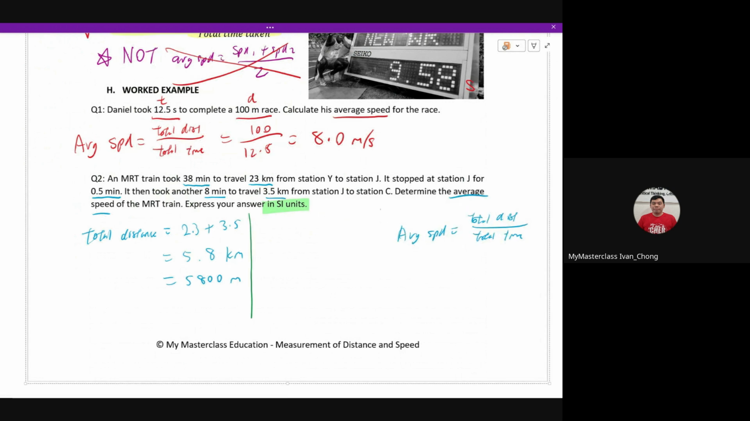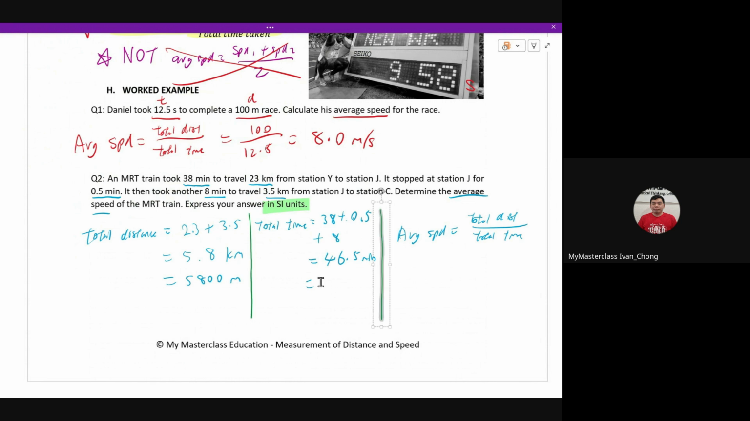The same thing, we're going to write for time. So for time, total time. We moved 38 minutes, and then we have half a minute, and then we have 8 minutes. So in total, we took 46.5 minutes. Because minutes is not our SI unit, we will convert it by multiplying by 60. So you end up with 46.5 times 60, which is 2790 seconds.